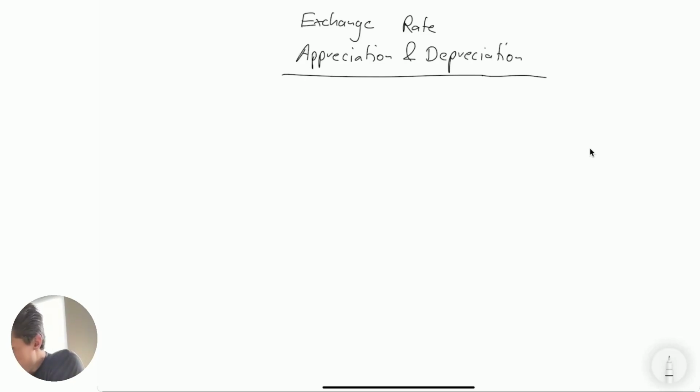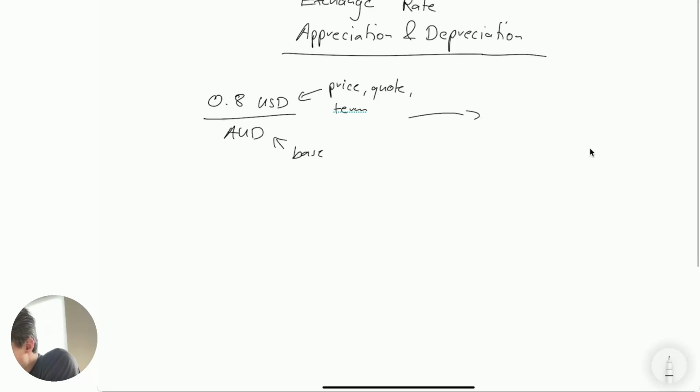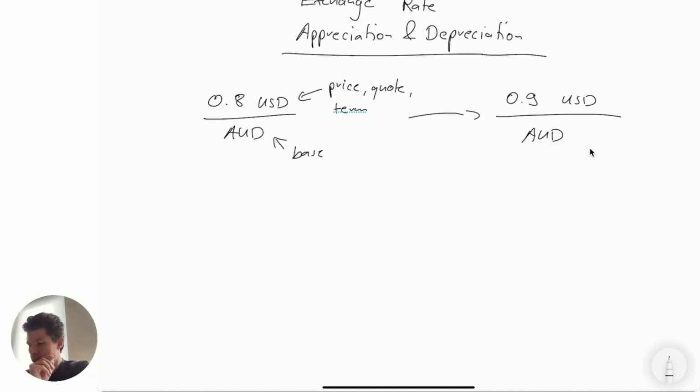So let's use our example that I have used in another video, which is 0.8 US dollar over AUD. Again, AUD is your base currency, your product, so to say, and this is your price quote or term currency. Let's assume the new exchange rate is like this.